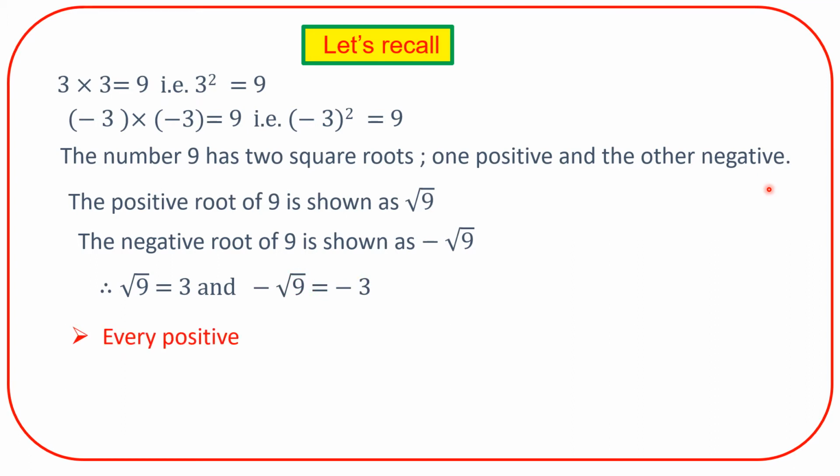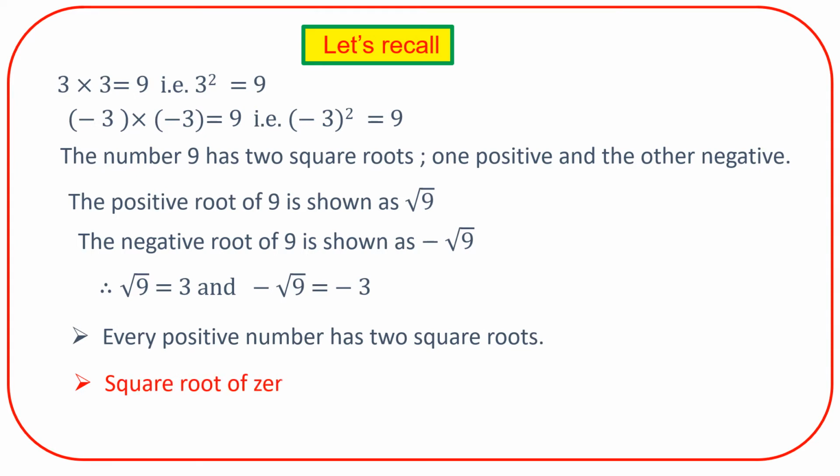Every positive number has two square roots. Here 9 is a positive number, and how many square roots are there? 1 and this is 2. Means every positive number has two square roots. And what about 0? The square root of 0 is 0.